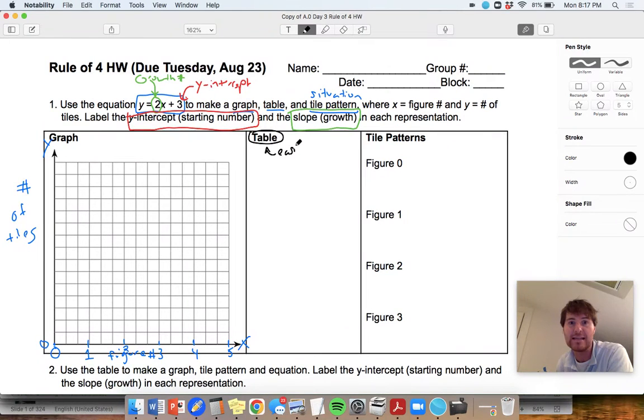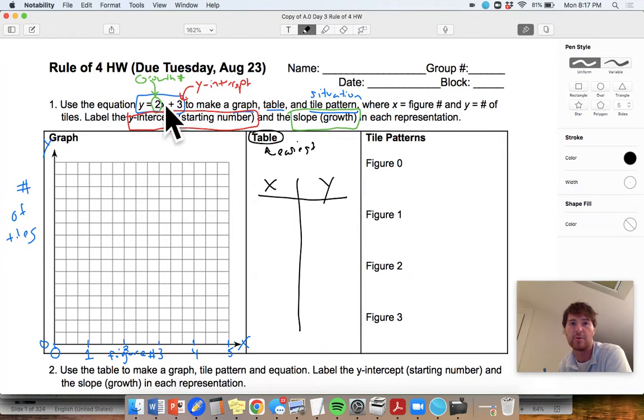And why is it easiest? Okay, if you've worked with tables at all, you might have called them input-output tables. Here's kind of an input-output table. Here we have x, which is my figure number, and here we have y, which is the number of tiles. If you got to the end of the task on Friday, you would have worked with problems like this. If not, well, we'll just do it together.